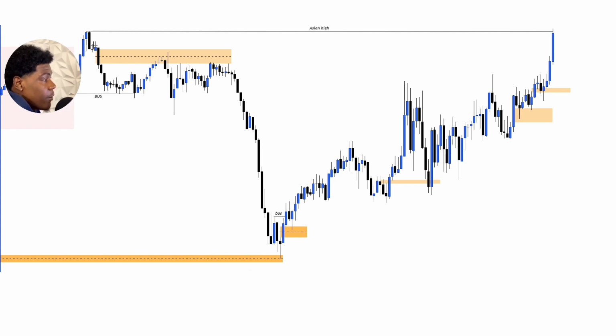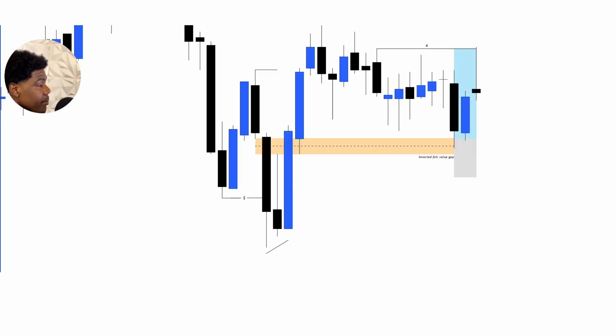If we have a fair value gap left after a break of structure, right, after proper structure, price will then pull back, mitigate that fair value gap to then continue. Now let's look at more examples. Right here is another example. This is the example of our inverted fair value gap.